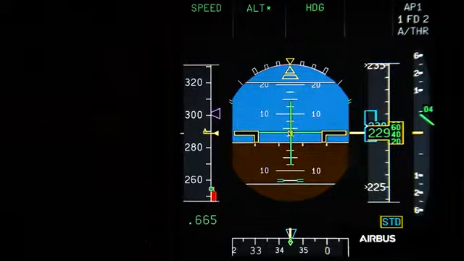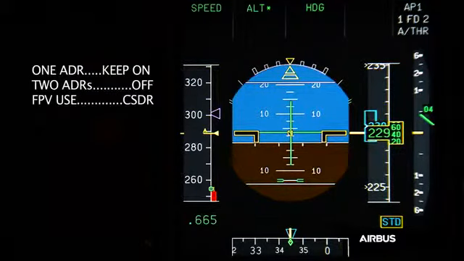When the flight crew encounter one of the 2 entry conditions of OAB48, they have to perform the same following actions. Keep one ADR on. Switch off 2 ADRs. Consider the use of FPV. Those actions will permit to revert to alternate law and therefore prevent an undue activation of the alpha protection.